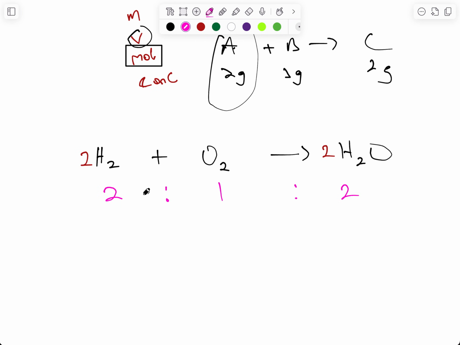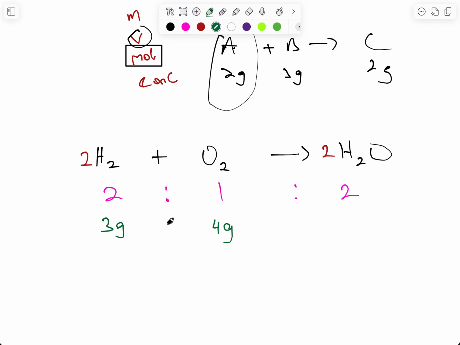So what you notice here is that these guys are in a 2 to 1 to 2 ratio. So hydrogen, whenever you have 2 of hydrogen, you will need half of that amount for oxygen. Whenever you have 1 of oxygen, you need double of that for water to be formed. And this thing you can be given in terms of mass. So for instance, if I had given you that 3 grams of hydrogen gas reacted with, let's say, 4 grams of oxygen, what is the mass of water that was formed? Now you might be tempted to say, oh, 3 grams plus 4 grams and all of those things.